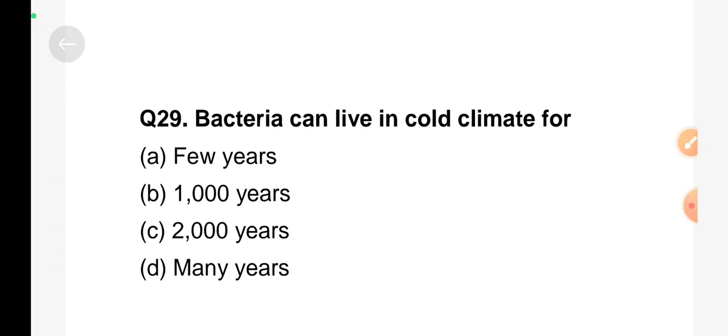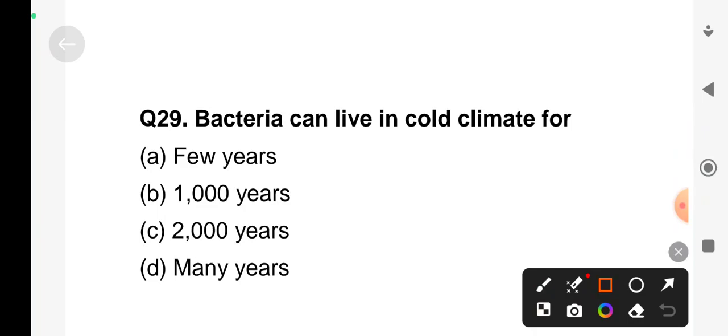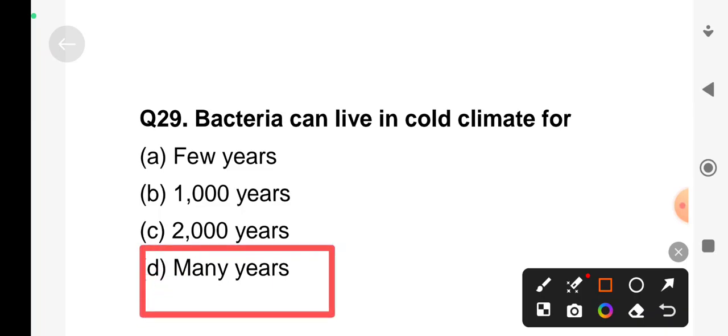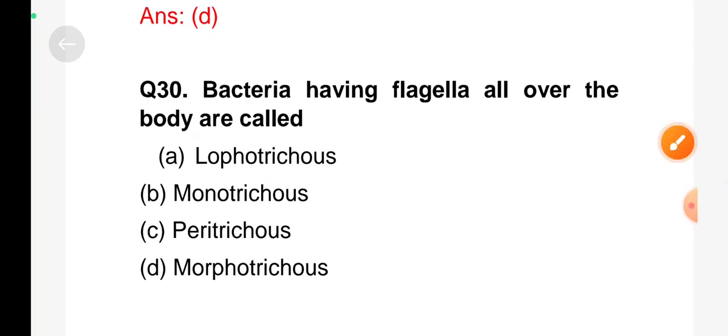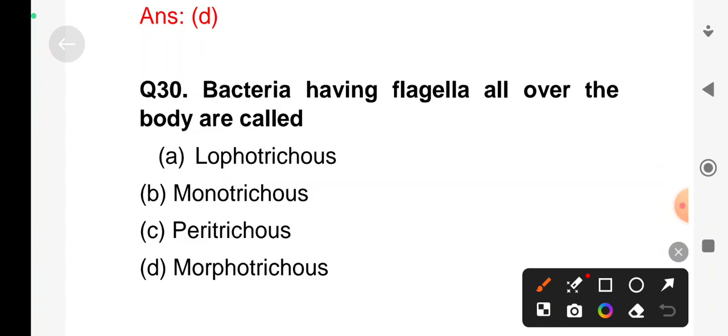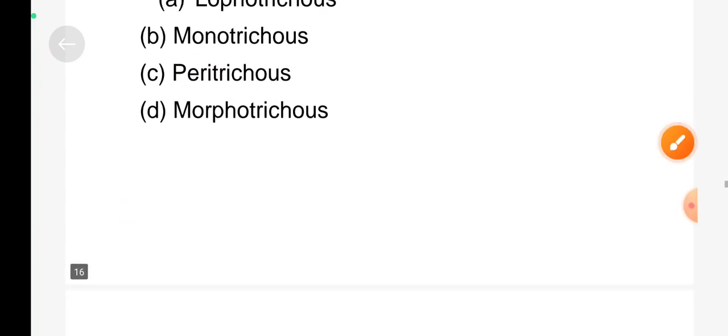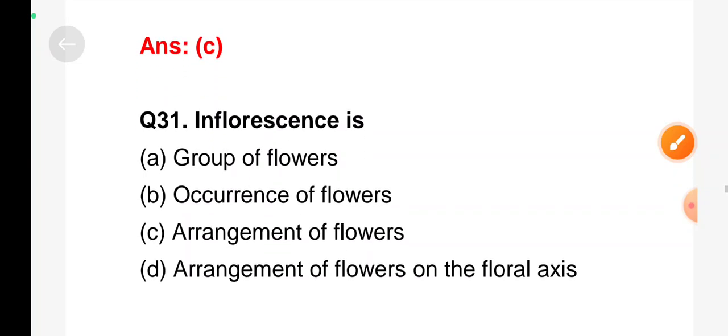Bacteria can live in cold climate for option A few years, option B 1000 years, option C 2000 years, option D many years. Right answer is option D. Next question. Bacteria having flagella all over the body are called. Right answer is option C, peritrichous.